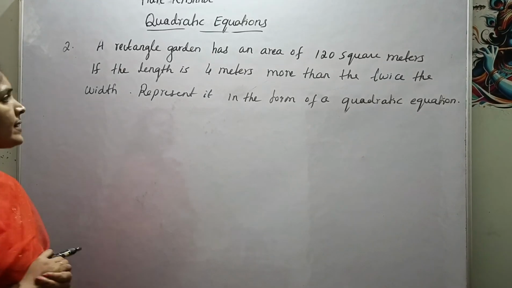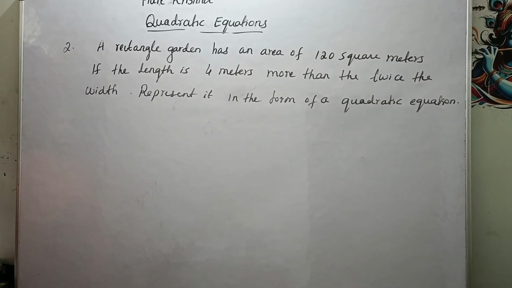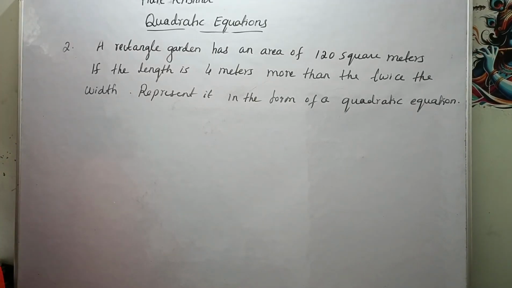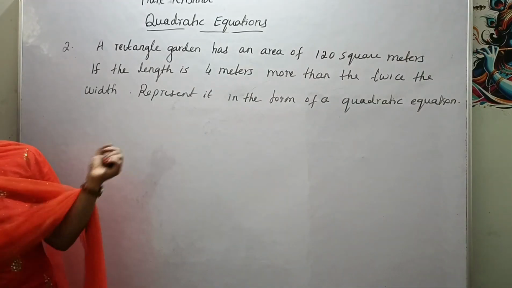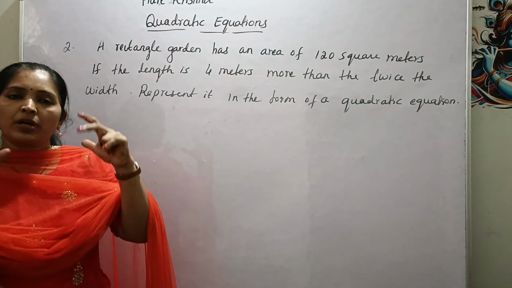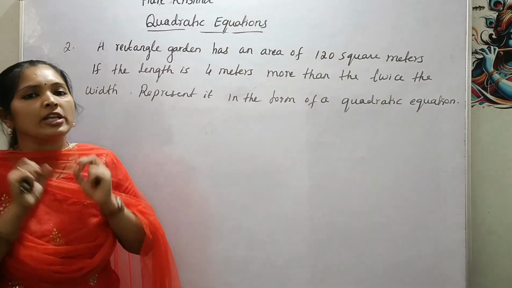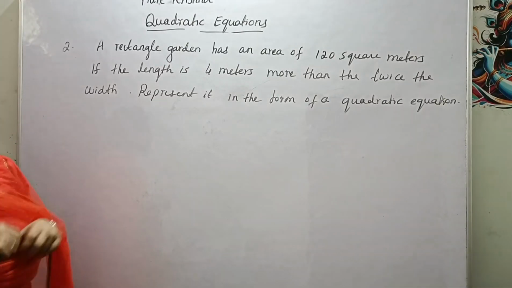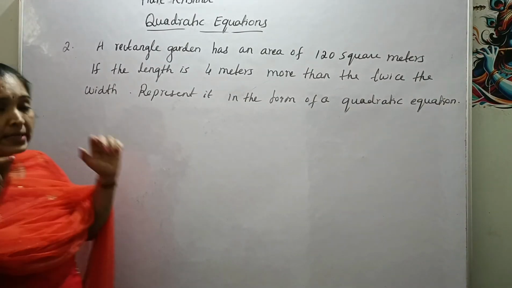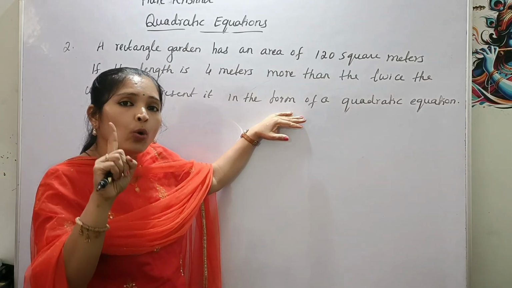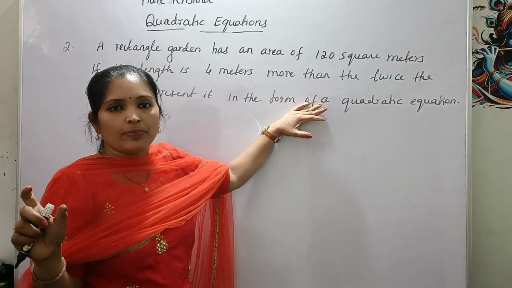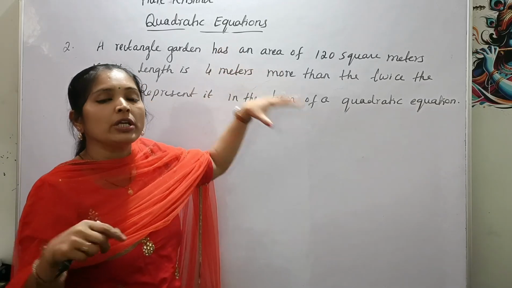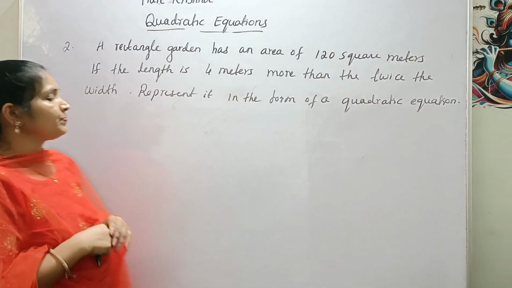A rectangle garden has an area of 120 square meters. If the length is 4 meters more than twice the width, represent it in the form of a quadratic equation. See here, some students are confused about whether we can take two variables. You can take two variables, but in the result there should be only one variable because we have to make a quadratic equation. Okay, we have to form this in the form of a quadratic equation.